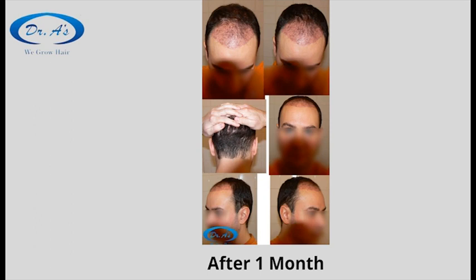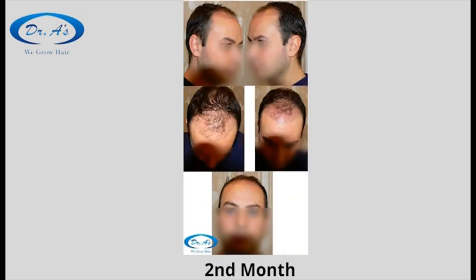Now we see this patient. He was very gracious to show pictures month-wise. He is a very fair patient. Fair skin patients will usually have slight erythema or redness, looks like a sunburn, for almost 2 to 3 months after the hair transplant. You can see in the pictures after 1 month, then after 2 months, the transplanted hair will fall off in the initial 1.5 months.